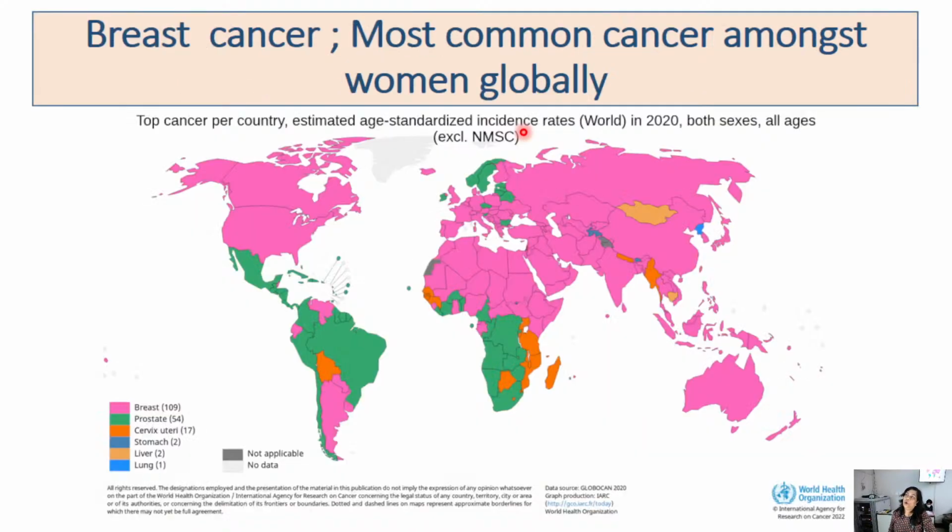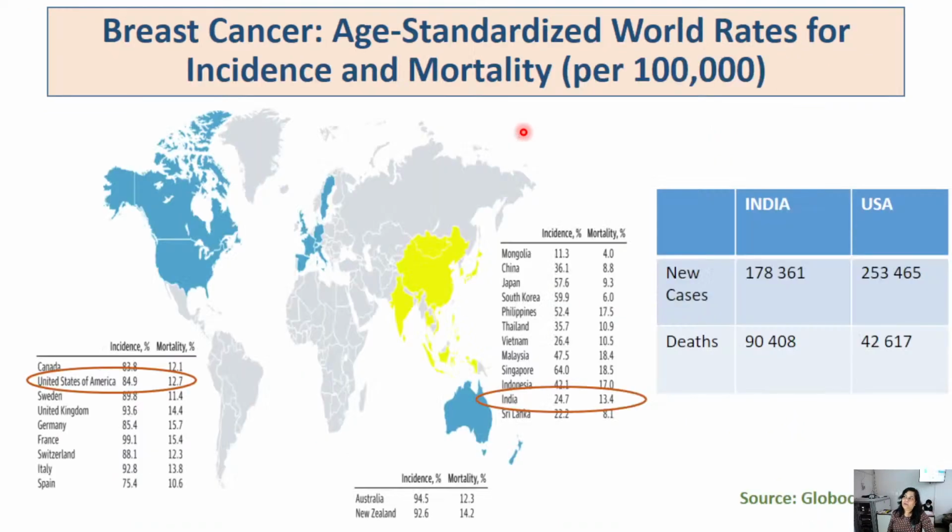So breast cancer globally is the most common cancer amongst the women. All the areas of the world that are shaded pink, including India, there the breast cancer is the commonest cancer. If I come to the India specific statistics as per the Globocan 2020, I have just highlighted the statistics of United States of America and India for comparison. We can see that our incidence is about 24.7 per lakh, but the mortality is a lot. And in the USA, the incidence is almost 4 times, 84.9. So even though the incidence is low, in absolute numbers, we match them.